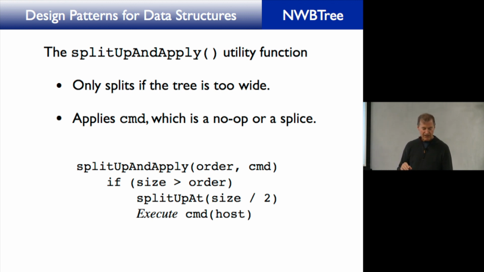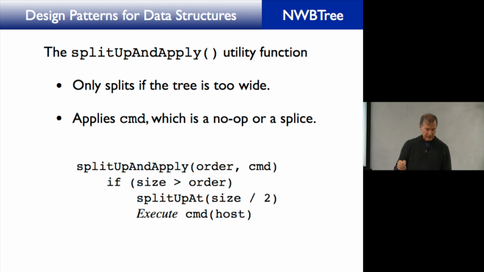All right, so here, we're first going to take a look at this utility function called split up and apply. This is a utility function, and here's the pseudocode description of it. It says split up and apply, and the parameters are order and CMD, which stands for command. And the order, we know what the order of the tree is. You give the order of the tree when you set it up the first time. Okay, that's fixed for the lifetime of the tree. The order is fixed.